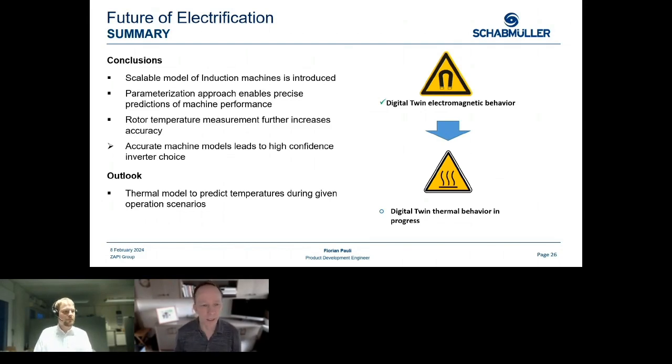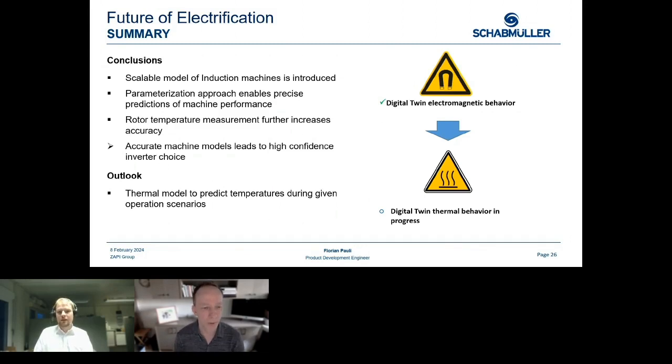Florian, just to get things kicked off, there's a couple of questions here. One question I have is, can you talk a little bit more about the rotor temperature measurement and the availability of the capability across the Schabmüller product line?